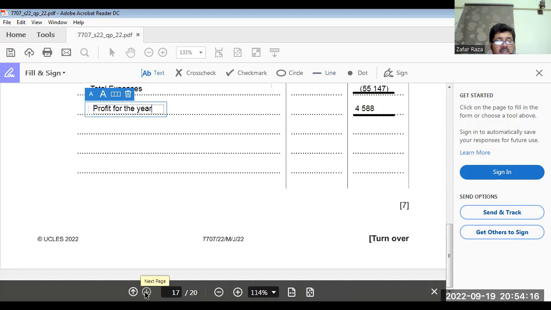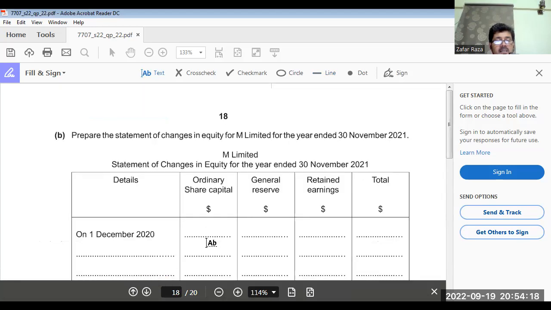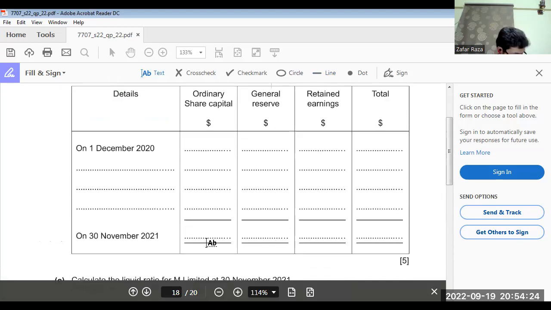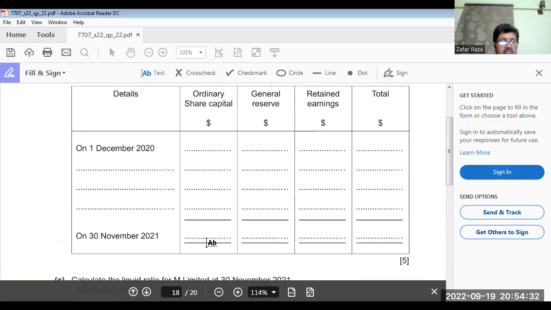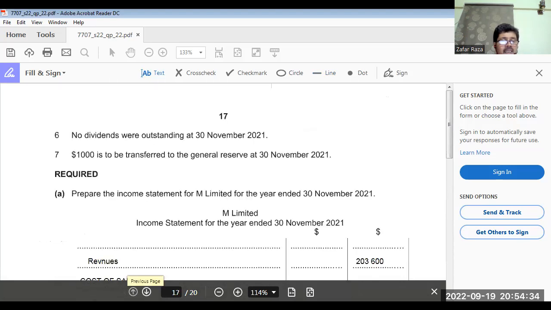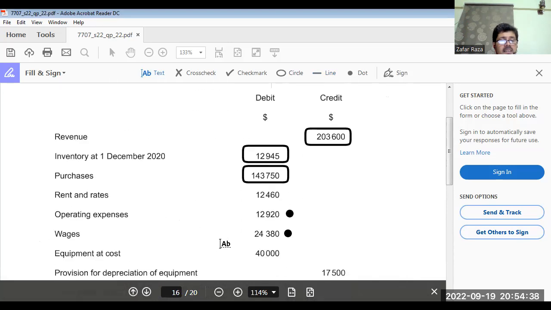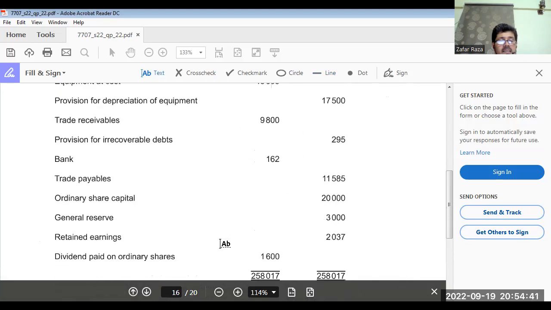Okay, done. 7 marks. Statement of changes in equity for M Limited for the year ended 31st December 2022. So we will do on 1st December 2021. What was the amount of equity share capital and general reserve? We go back to the question. These items are given: share capital 20,000, general reserve 3,000, retained earnings 2,037.